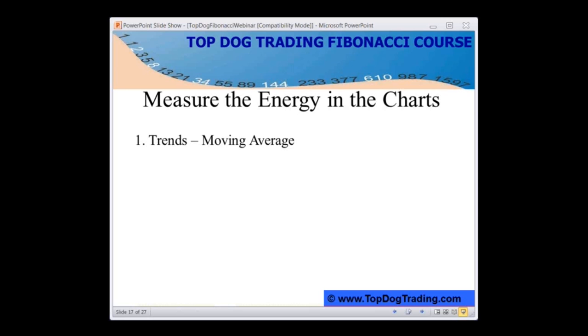Step 1, there are 5 steps. I look for the energy of trend, and I use a moving average to do that. That helps me determine, first thing, am I looking to buy or sell? Which side of the market am I looking for?